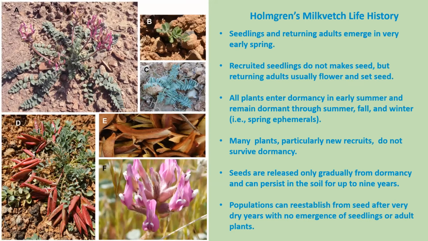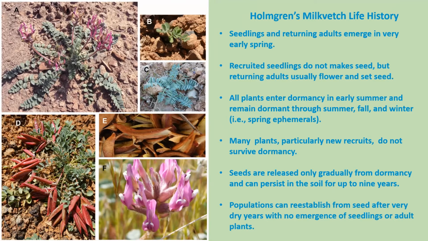So this is our species. This is the color panel from this nice open access journal article. Many of you are familiar with this plant. It's a perennial spring ephemeral, which means it's only active in the spring. The seedlings and the adults emerge in the spring. The seedlings don't make seed. The adults do. And then everybody goes to sleep in June, and they sleep all the way through summer, fall, and winter, and wake up in the spring again and go through their cycle again. So they're only there in the spring.